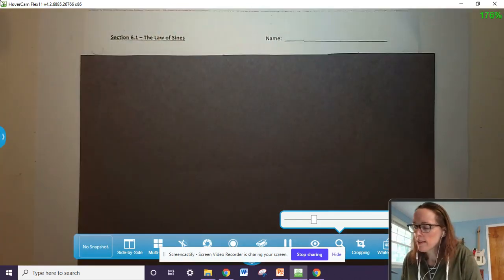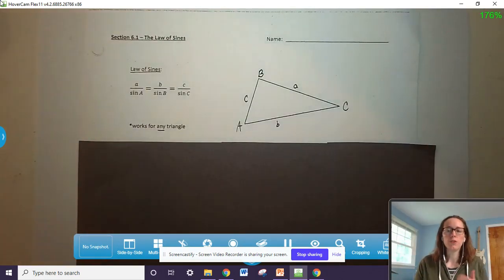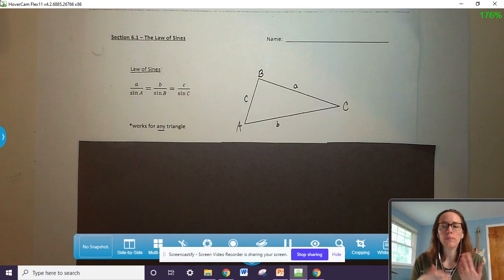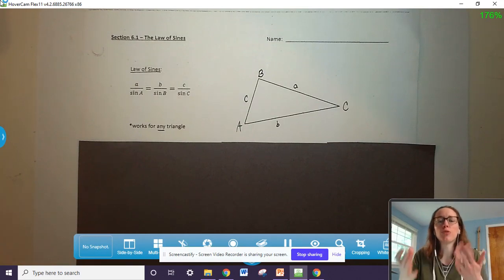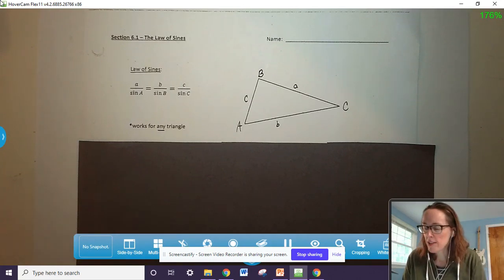The law of sines is another rule that works for any triangle. If your triangle is not a right triangle, you can't use SOHCAHTOA because you don't have a hypotenuse. You can't use the Pythagorean theorem because it's not a right triangle. So that's why we have these other tools.